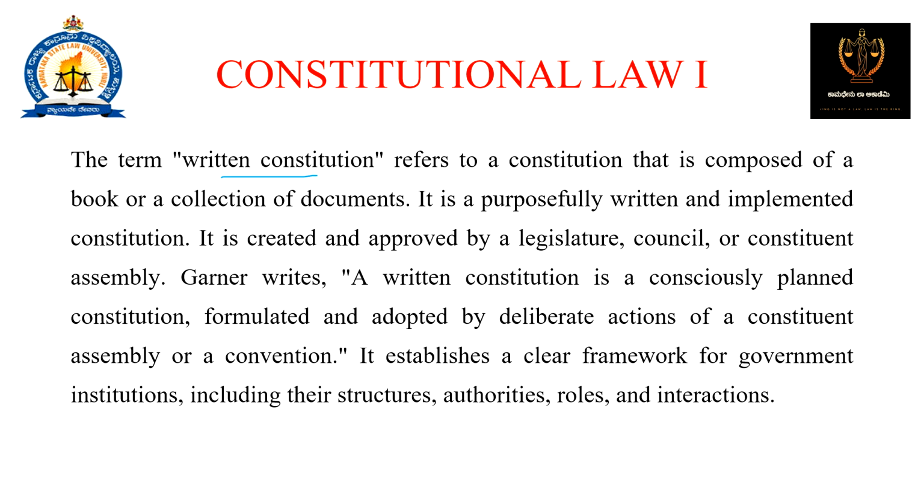The term written constitution refers to a constitution that is composed of a book or collection of documents. It is purposefully written and implemented. It is created and approved by legislature, council or constituent assembly. Garner writes, a written constitution is a consciously planned constitution formulated and adopted by deliberate actions of the constituent assembly or a convention. It establishes a clear framework for government institutions, including their structure, authorities, roles, and interactions.